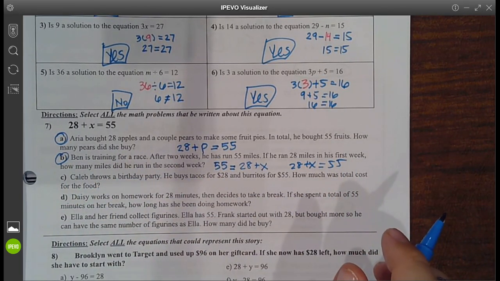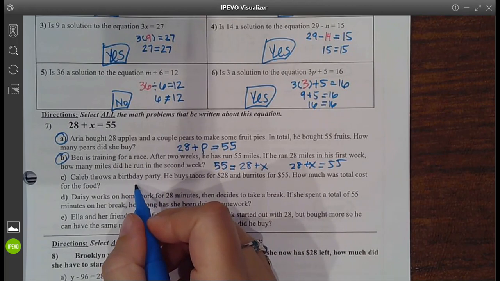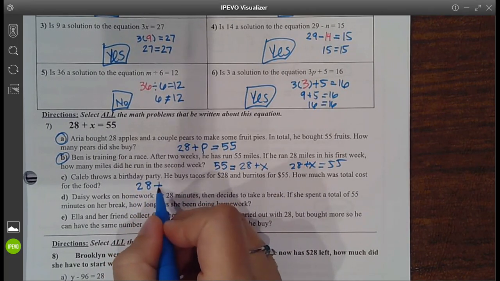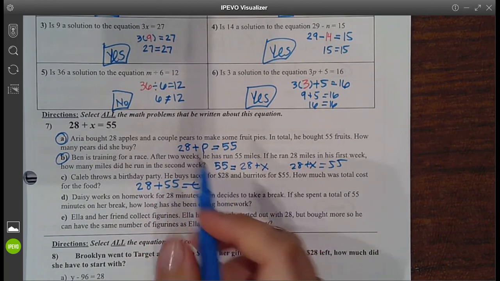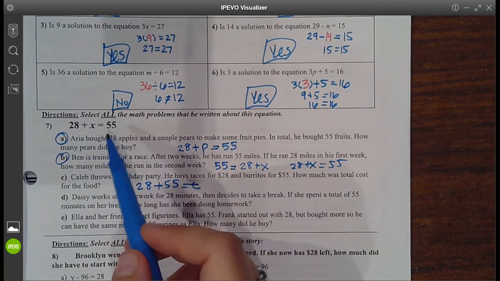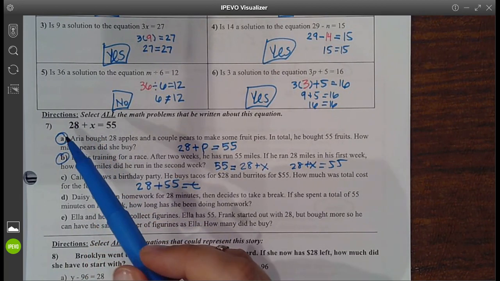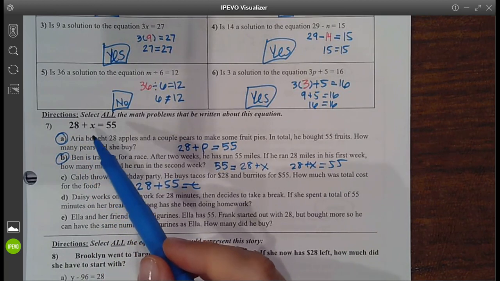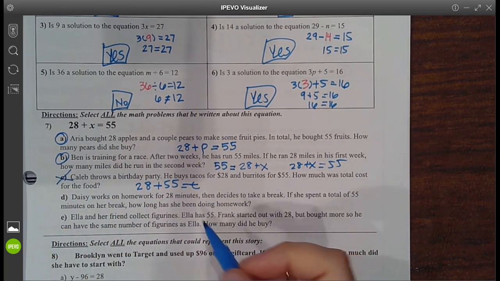Okay, the next one says Caleb throws a birthday party. He buys tacos for 28 and burritos for 55. How much was the total cost for the food? So he bought something for 28 plus something for 55, and then that's going to be equal to the total. Not the same thing, because like in an instance, this would be the variable, the total. So the cost of the tacos plus the total equals the amount he paid for the burritos? No, doesn't make sense.